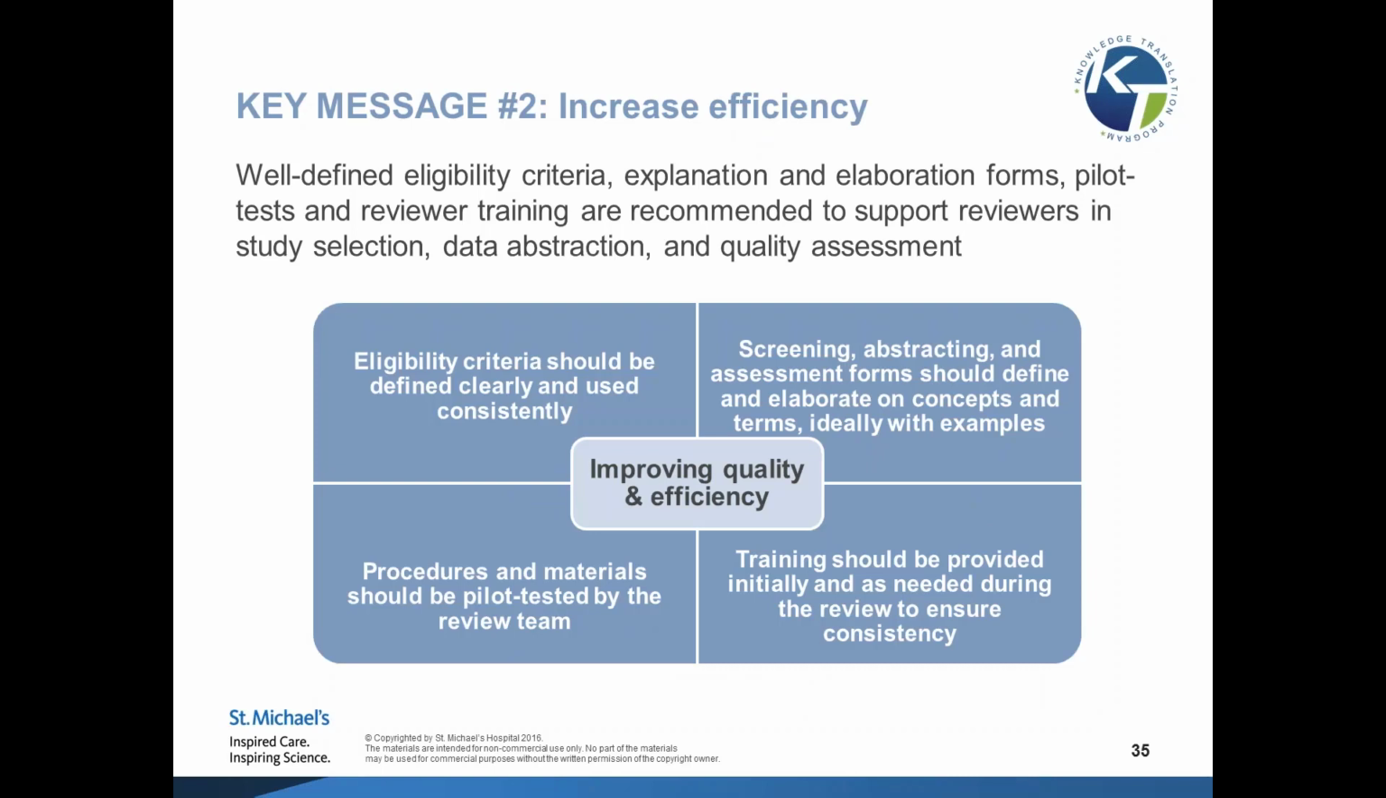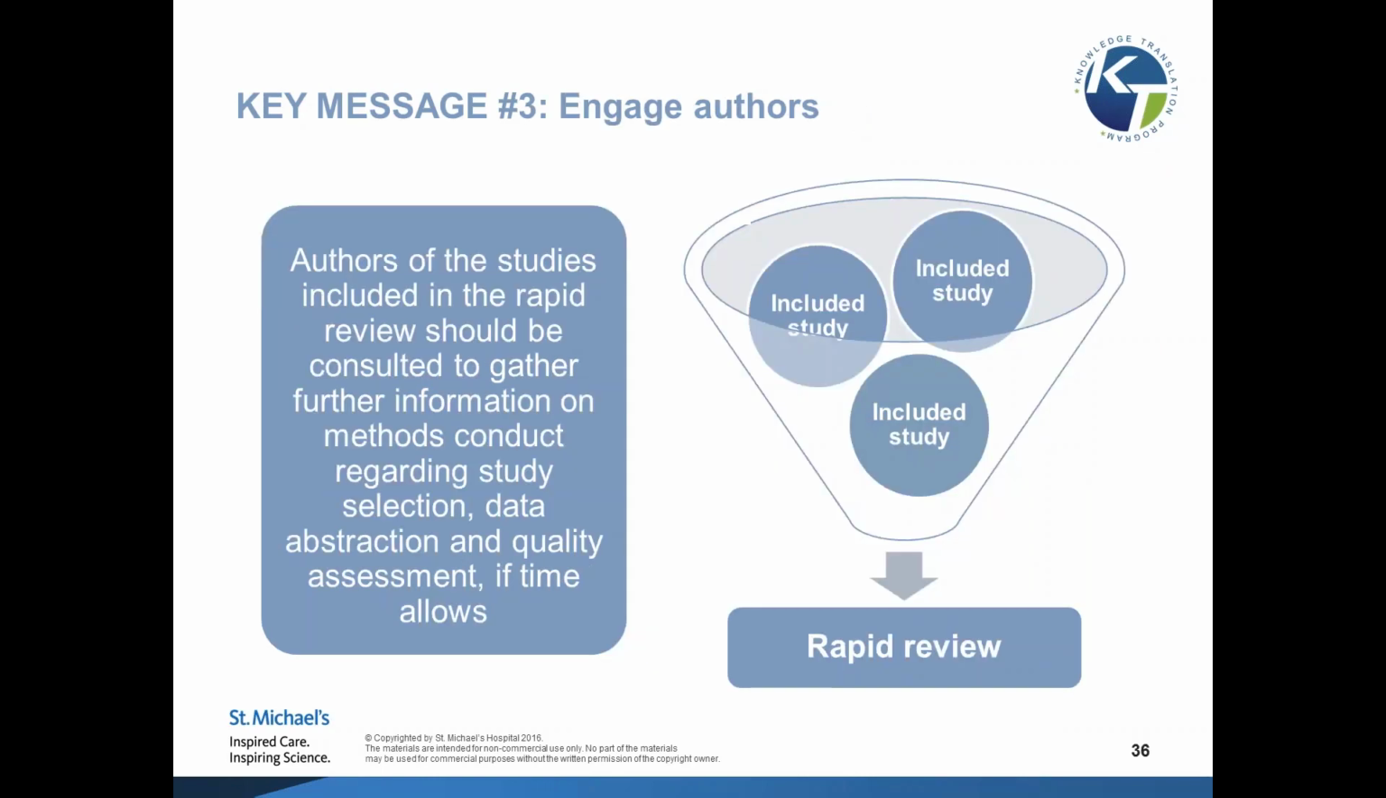And if you use well-defined eligibility criteria and pilot testing, so in the Cochrane Handbook, they do talk about pilot testing. At each stage, you use explanation and elaboration forms, so for screening, for data abstraction, for risk of bias or methodological quality appraisal. And if you do training and calibration, this actually takes a bit of time at the start, but in the end, it does improve not only the quality of your rapid review, but the efficiency. So it does make sense to take that time and to do that pilot testing and calibration at the beginning.